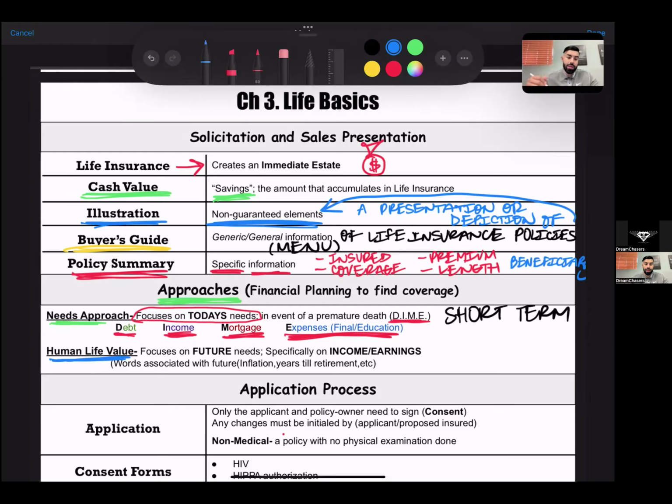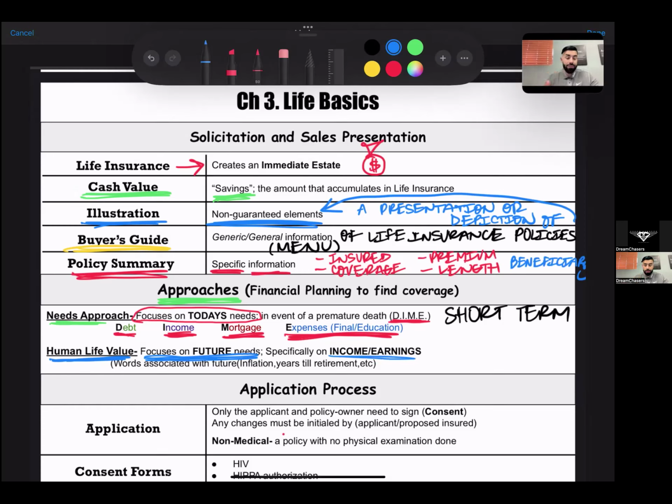So think human life value. So what's that human's life? What is the value of his life to his family? This is going to focus on future needs, not what would my family need today, what will they need in the future, right? It talks about income and money down the road.